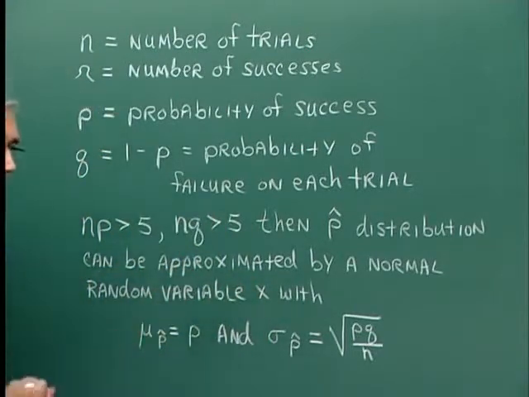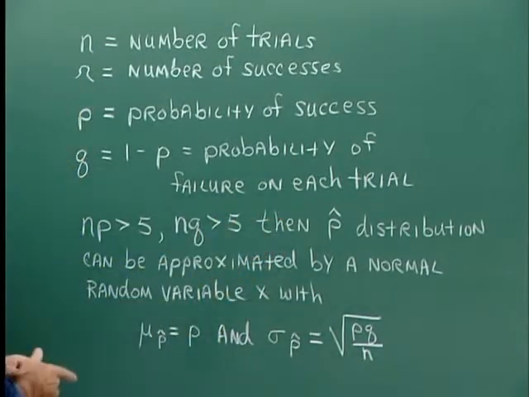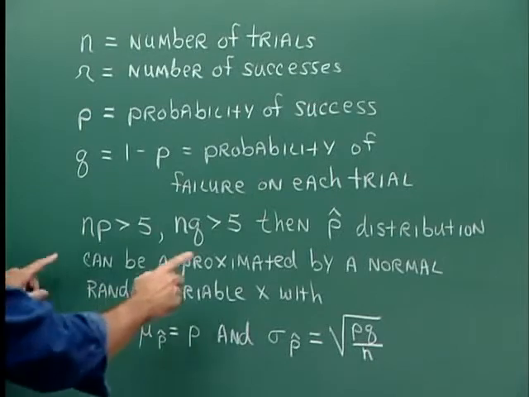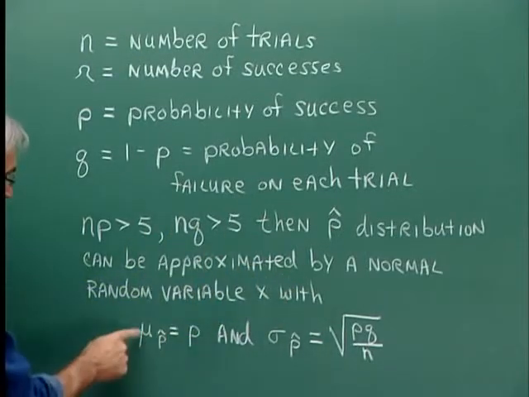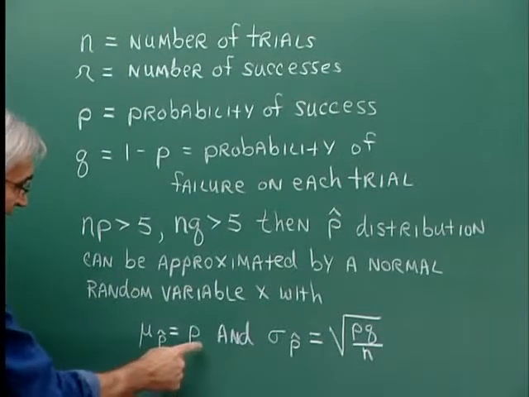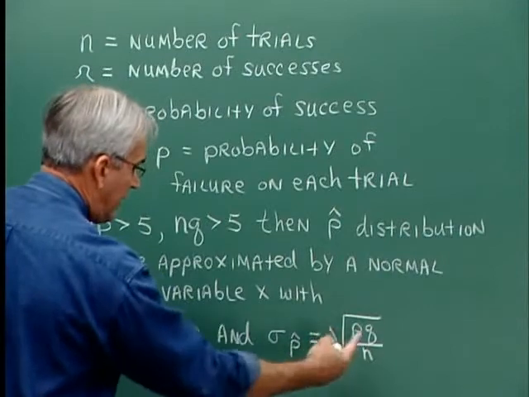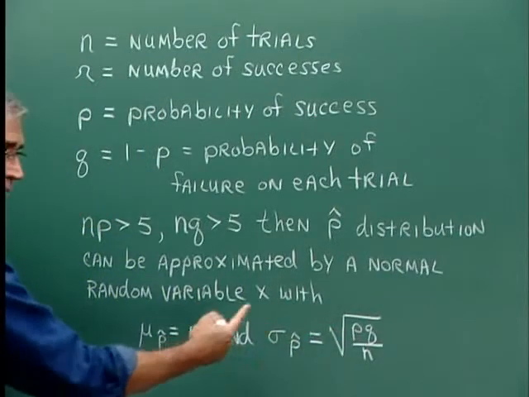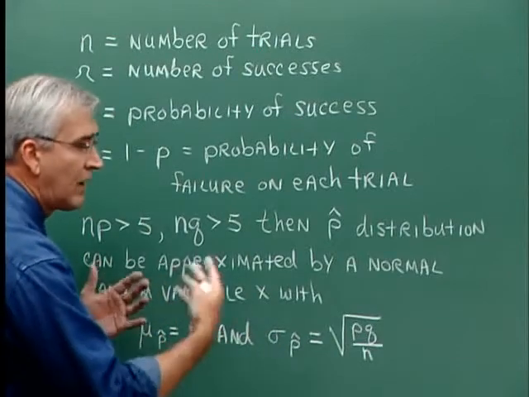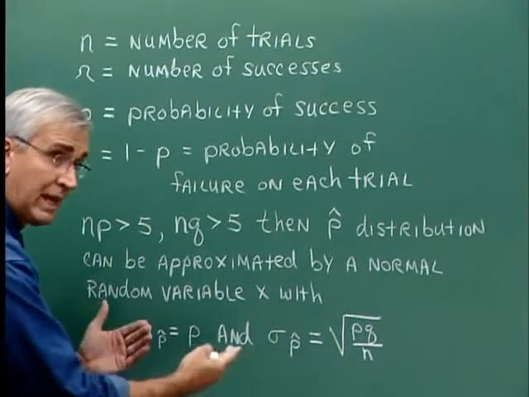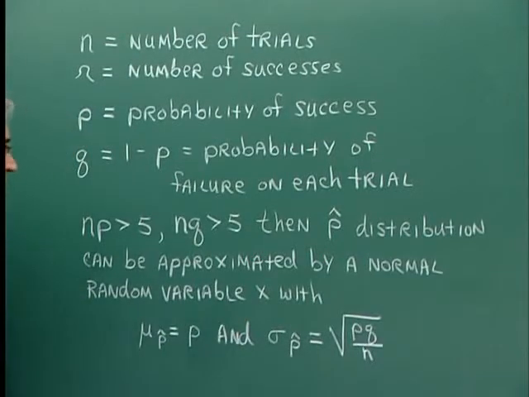We can say pretty much the same thing here: if these conditions hold, then the p-hat distribution is relatively normal and can be approximated by a normal random variable x, where the mean of the p-hat distribution is p, and the standard deviation of the p-hat distribution is this. We'll get back to these calculations in a little bit. They're different because of the central limit theorem and because of our emphasis on R over N rather than just R.